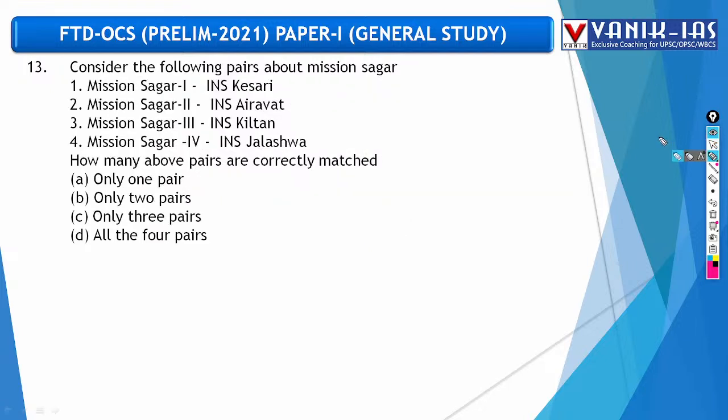Then Mission Sagar 1 INS Kesari, Mission Sagar 2 INS Airavat, Sagar 3 INS Kiltan, and Mission Sagar 4 INS Jalashwa. How many pairs are correctly matched? Here all are correctly matched. These all are part of Mission Sagar.